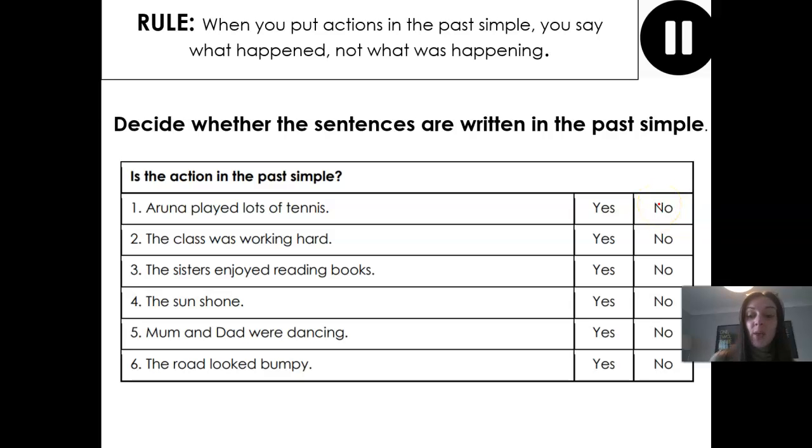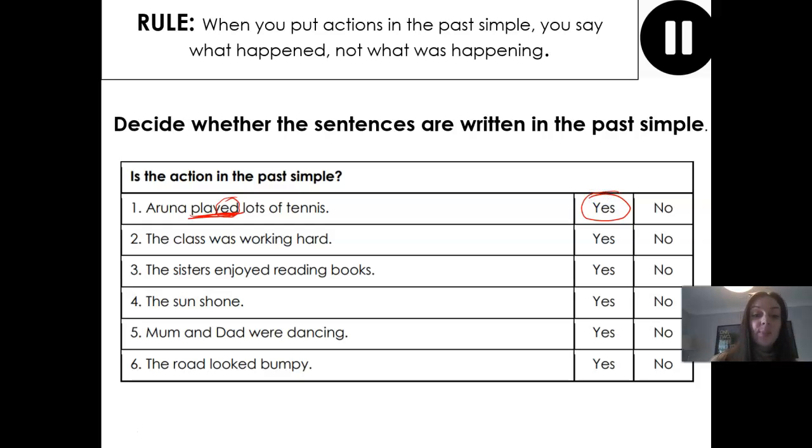How will I know that? Well, I need to look at the verb. So what is she doing? Aruna played lots of tennis. Now, is this in the past tense? Well, yeah, actually, because it's got an ed ending. She played. This is what she had done. So I can say yes for number 1.